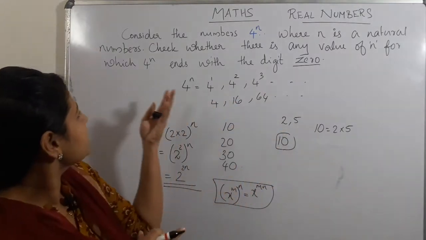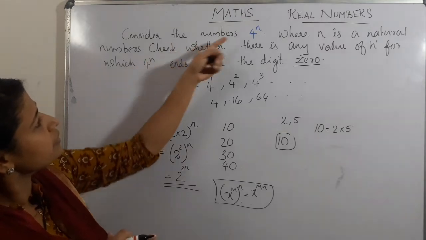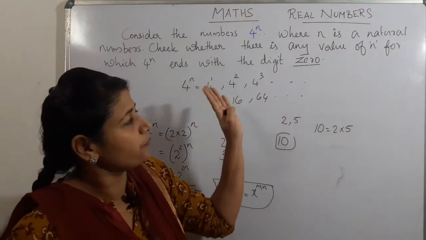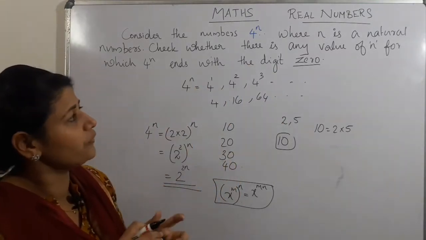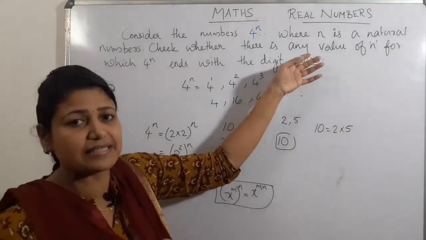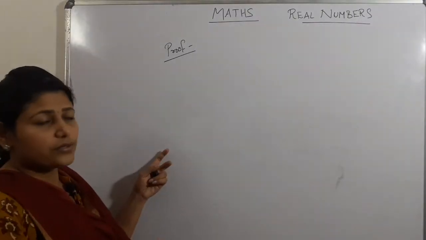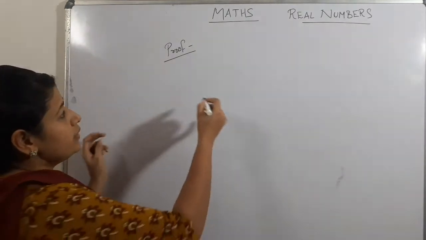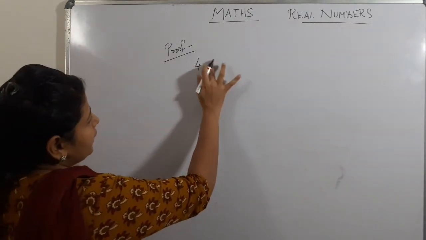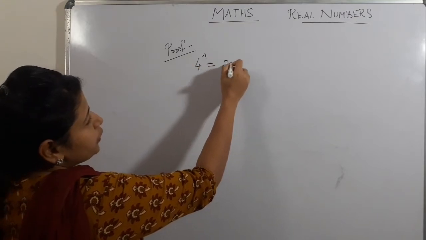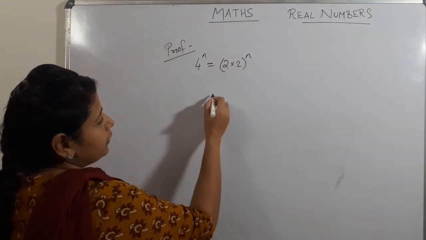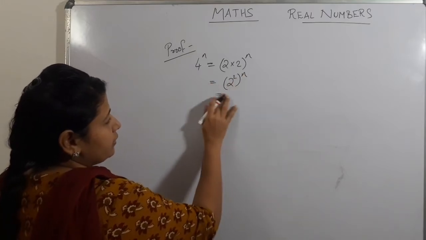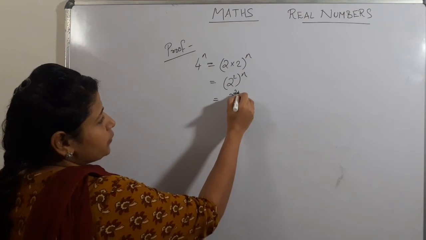Or in other words, in this sequence, 4 raised to n, there is no number which ends in the digit 0. Got it? So we are going to write the proof of that question. We have 4 raised to n, which can be written as 2 into 2, whole raised to n, which can be written as 2 raised to 2, whole raised to n, which is 2 raised to 2n.